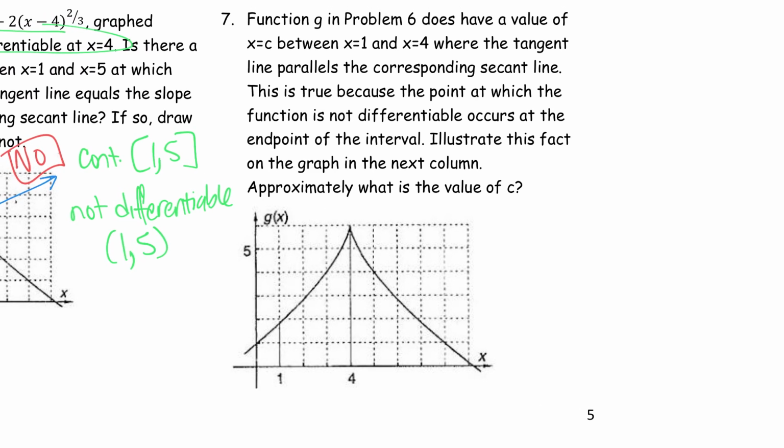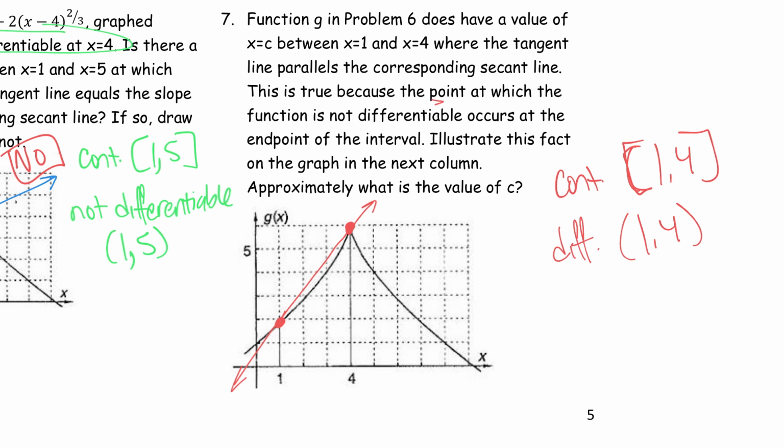All right, let's look at number 7. So in number 7 here, we have the same function. It's continuous on the closed interval 1 to 4, and it's differentiable on the open interval 1 to 4. Because remember, the differentiable part is allowed to be at an endpoint because we only have the open interval for the differentiable piece.